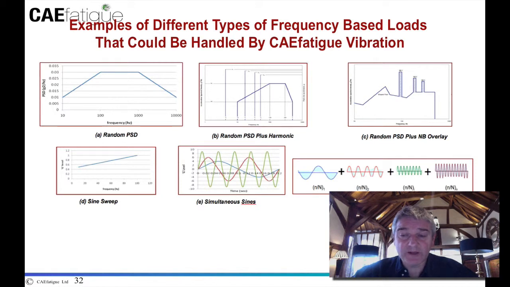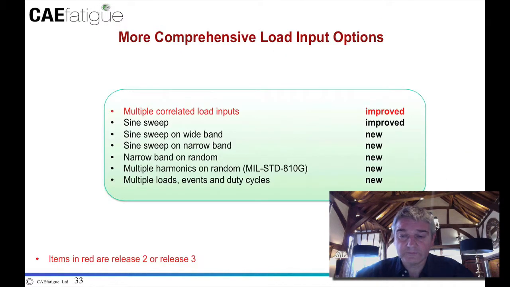This is a summary of the different types of loading available, including random, random plus harmonic, random plus narrowband, sine sweep, simultaneous sines, and consecutive sines. These are the more important load situations. Multiple correlated load inputs will be included in release 2.